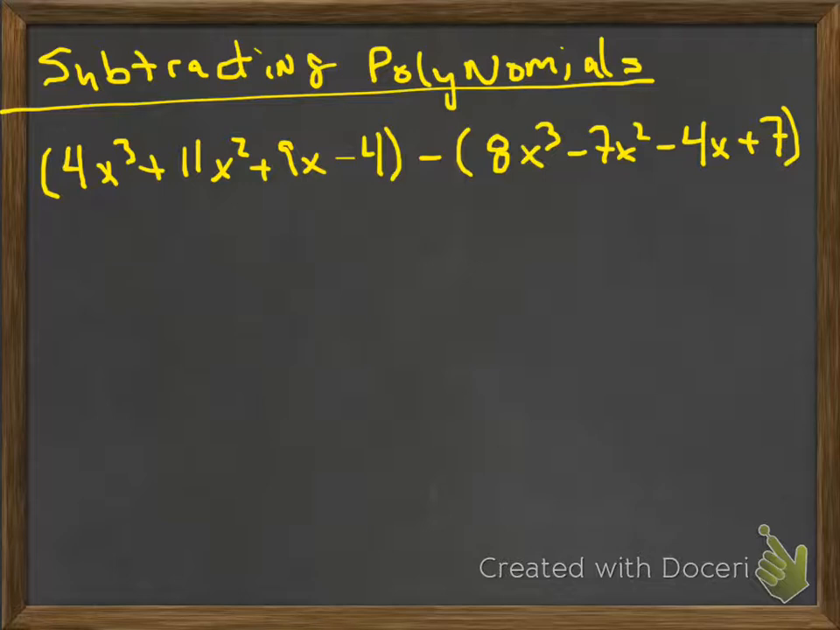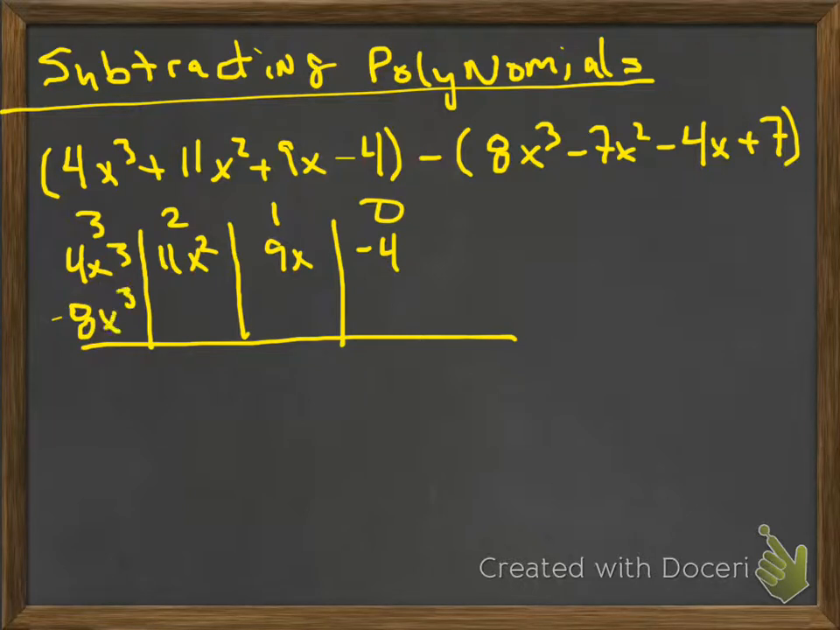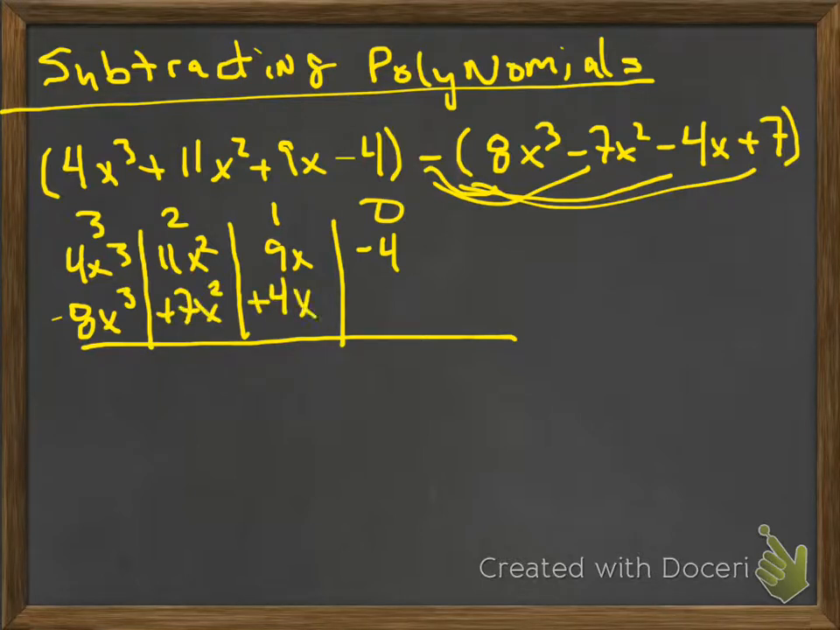So, how do I do that with subtracting? This is where we usually see the mistakes. Again, I see the highest exponent is 3, so I'm going to start there. 3, 2, 1, 0. So I have 4x cubed plus 11x squared plus 9x minus 4. Then I'm going to have negative 8x cubed. Notice I'm changing the signs. This minus is going to change the sign of everything as I write them down here. So that minus 7x squared is going to become plus 7x squared. That minus 4x is going to become plus 4x. And that positive 7 will become minus 7.